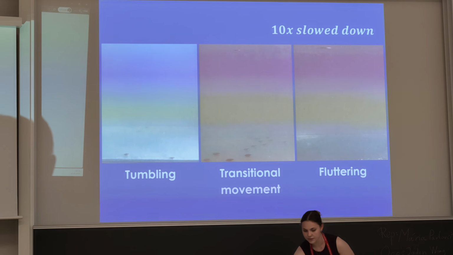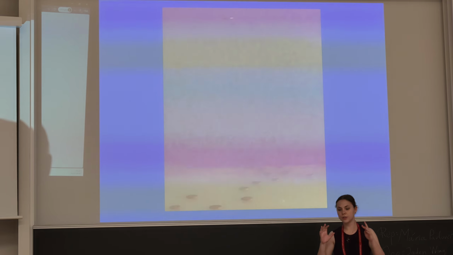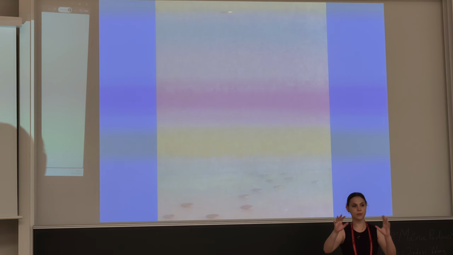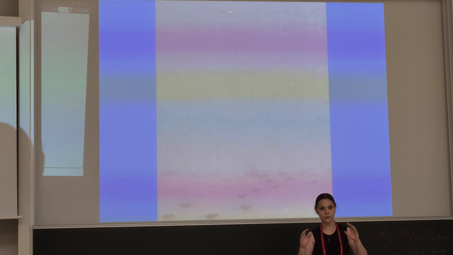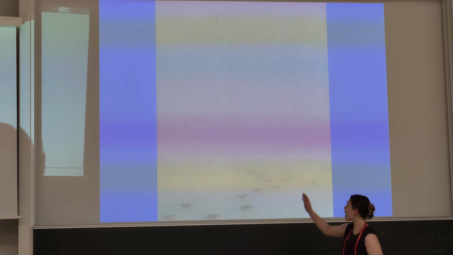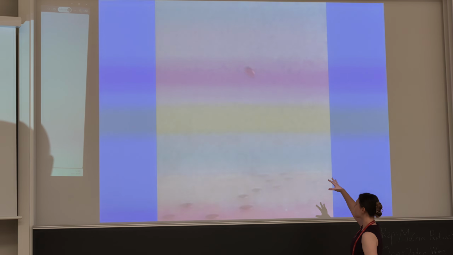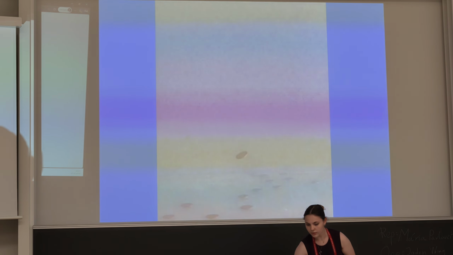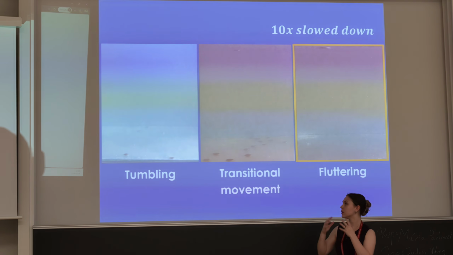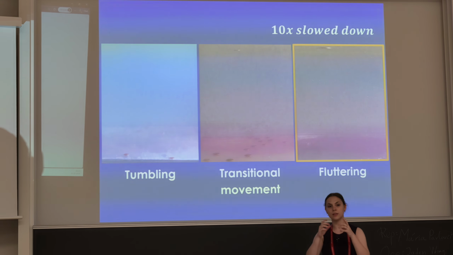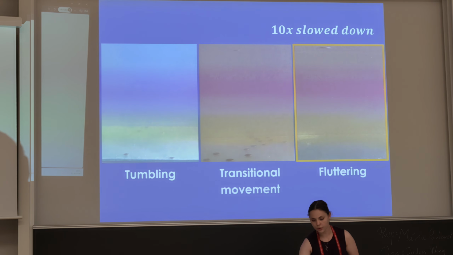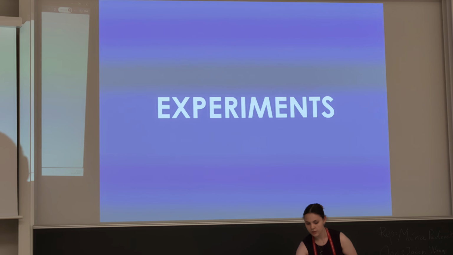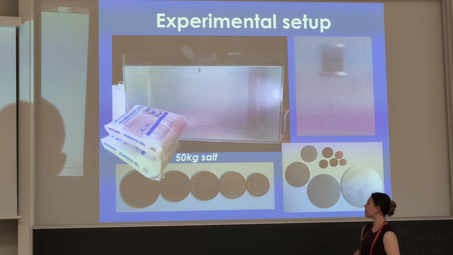And this is a transitional movement. We define this as the movement between tumbling and fluttering. For example, it starts to tumble, but then it changes this mode and starts to flutter, or does something else. We were able to observe the fluttering with large discs, so not coins, but we still investigated this.